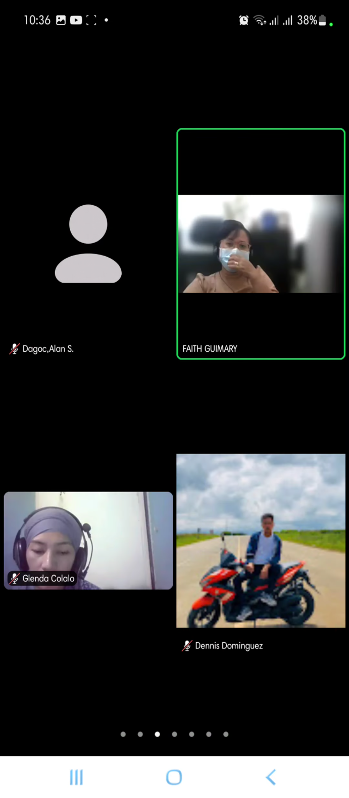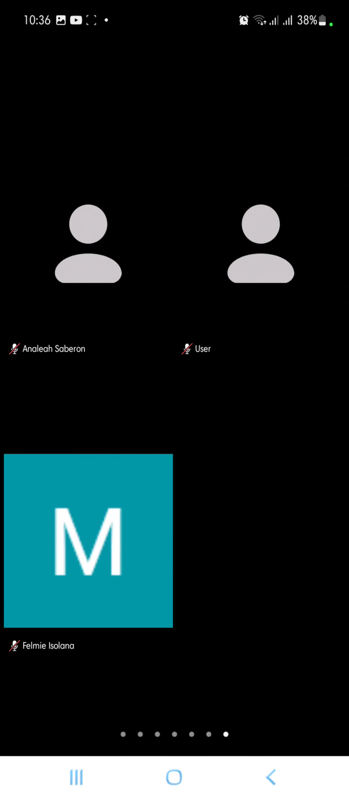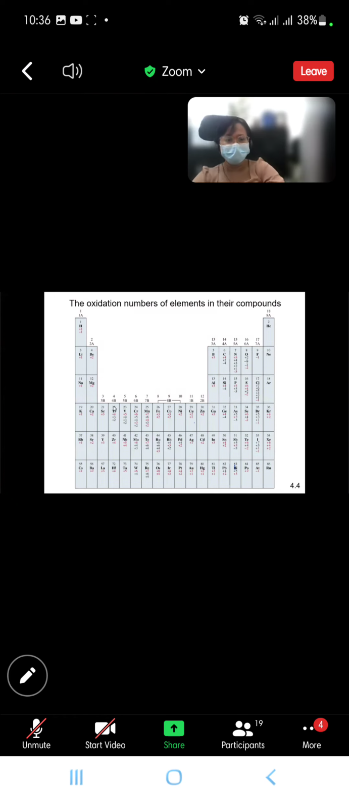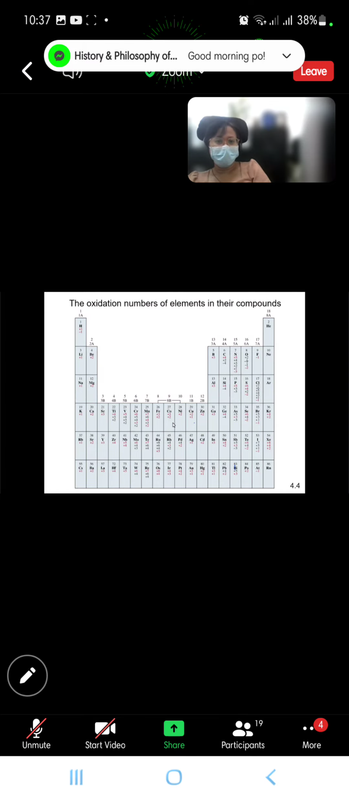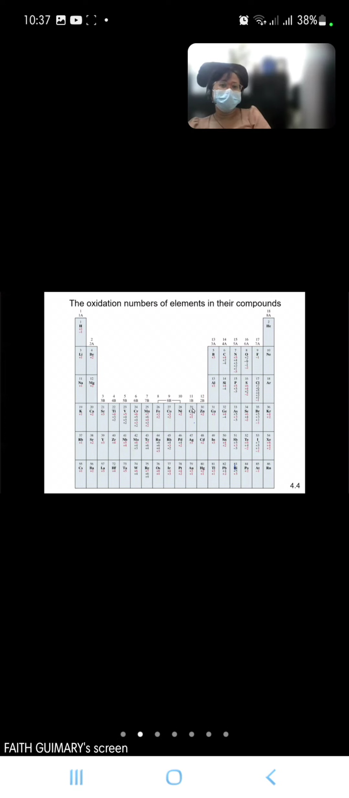So these are the charges of some of the elements in the periodic table. As you can see, all group 1A elements have an oxidation state of +1, group 2A is +2, then group 3A is +3. Then it varies for the others, especially the transition elements. But some of the transition elements have only 1 oxidation number.